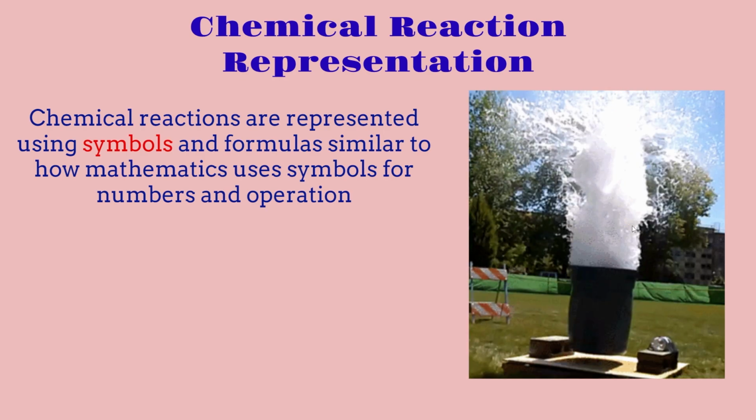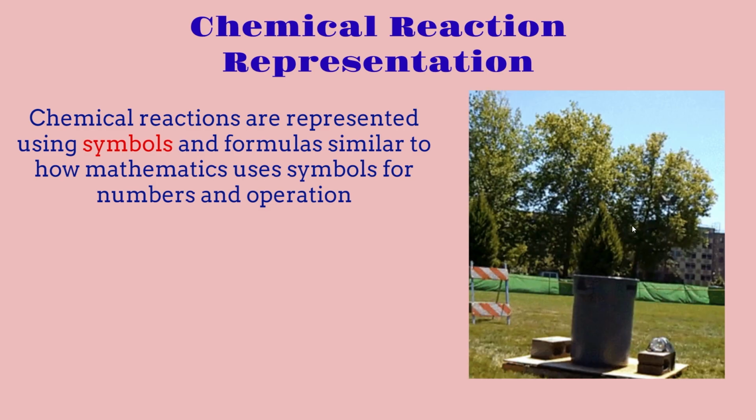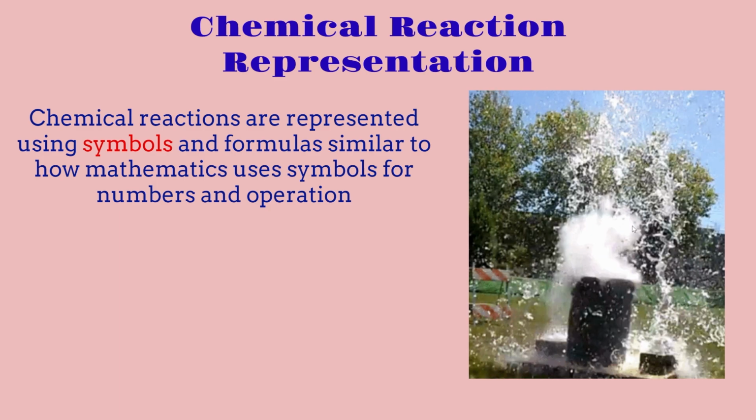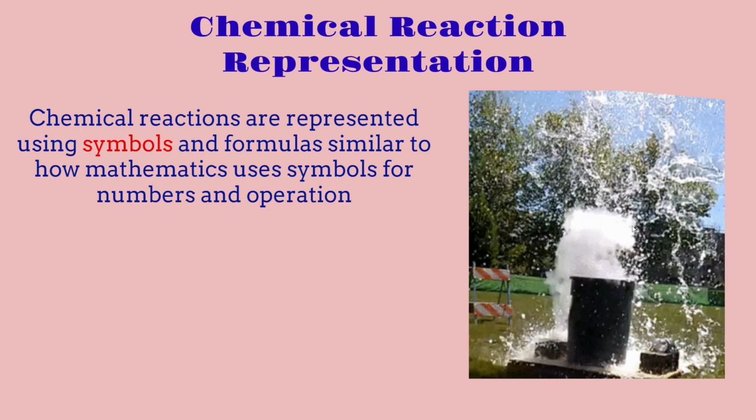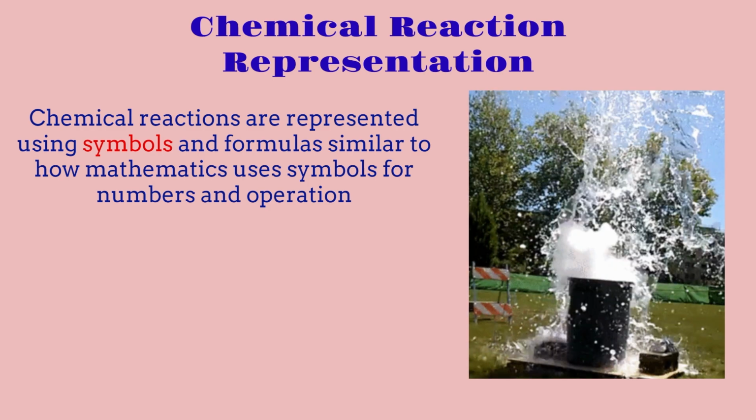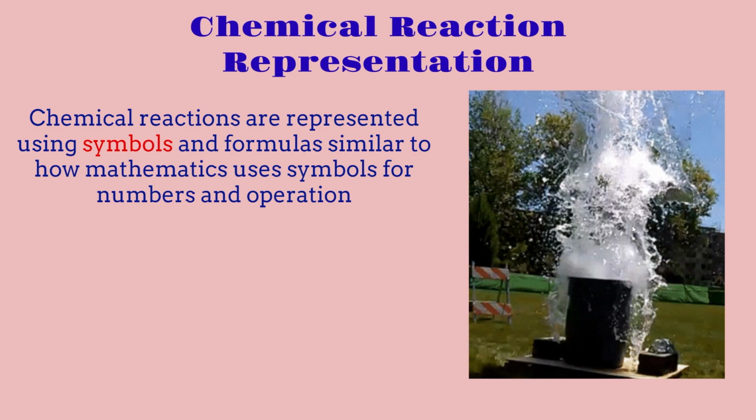So chemical reactions are represented using symbols and also formulas similar to how mathematics uses symbols for numbers and operation. So inside of math, we use symbols such as division, multiplication, subtraction, addition. So similarly, inside of chemistry, inside of chemical reactions, we also can use symbols and formulas to enhance the understanding.